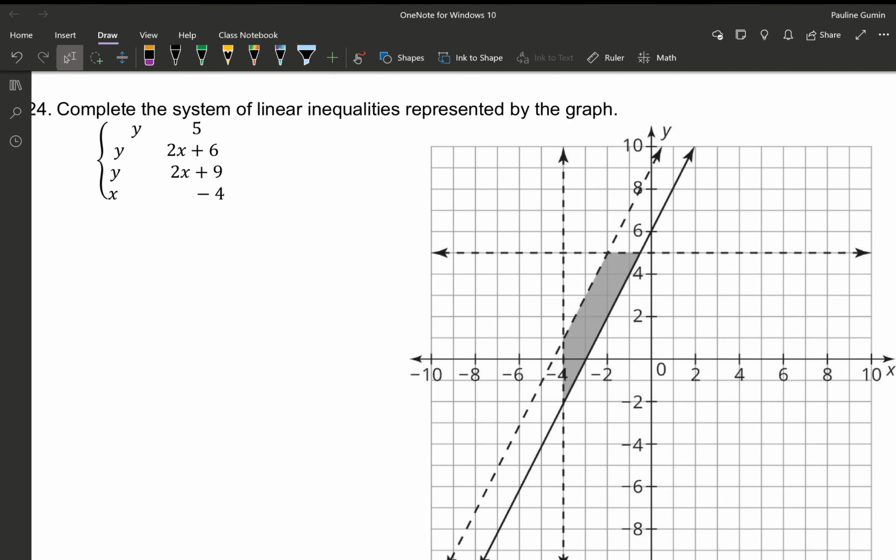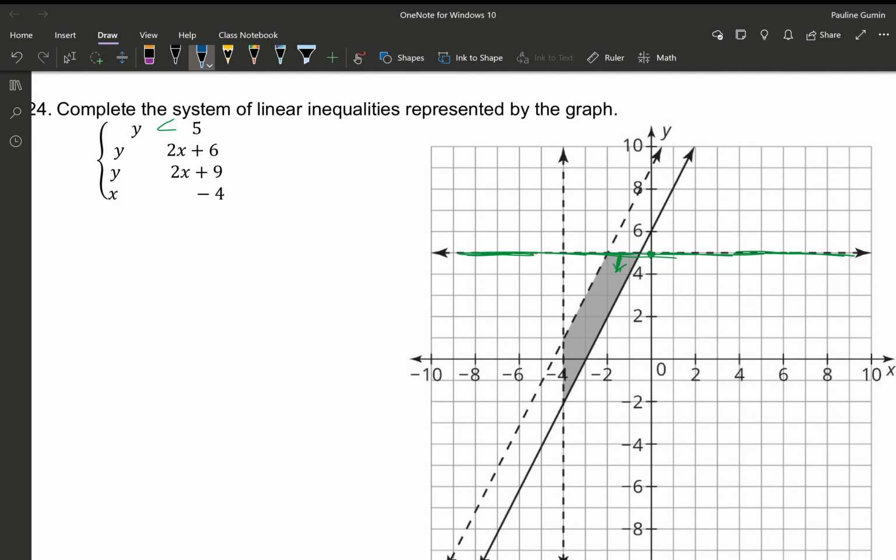Ooh, okay, this is funky looking. The first one is just a y and a 5. When that happens, that means we are going through the y-intercept of 5, but it's a horizontal line. Since it's dotted, I know I'm not going to have a line underneath. It is shaded going downwards, so less than.